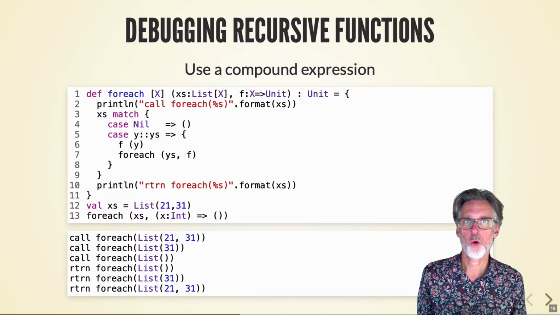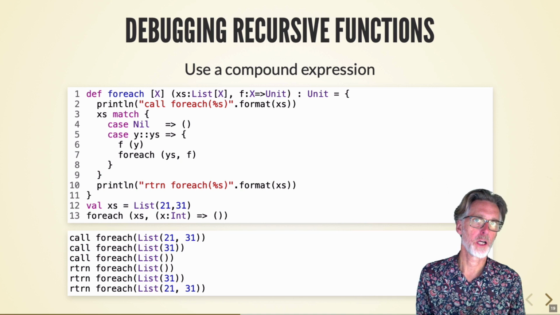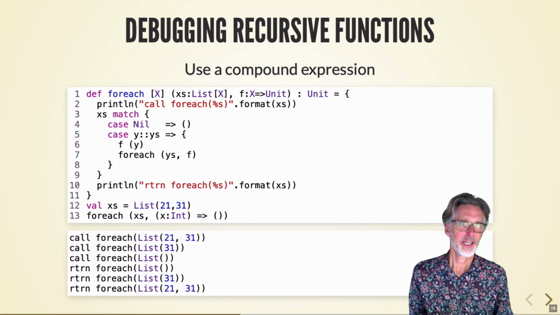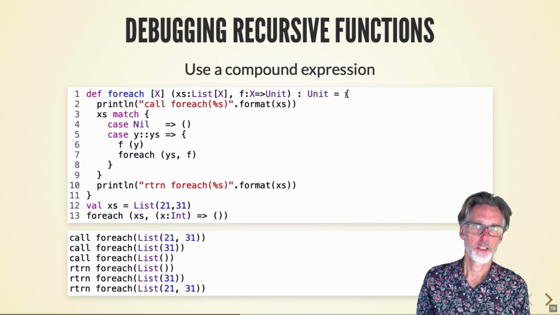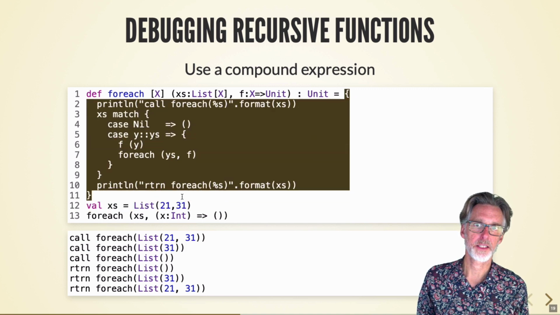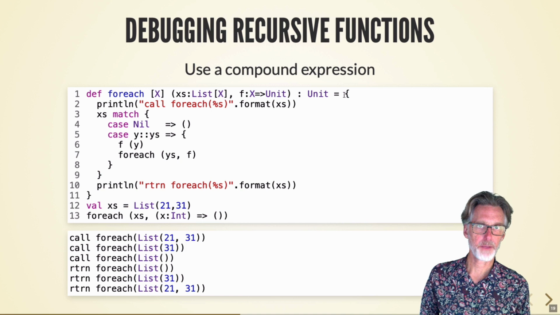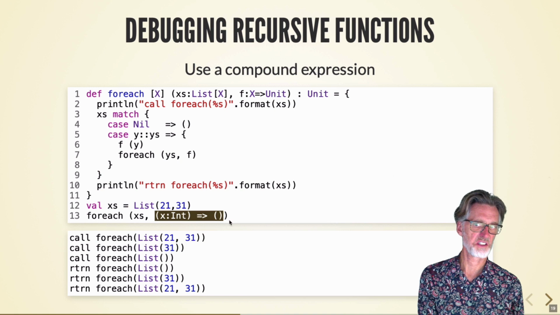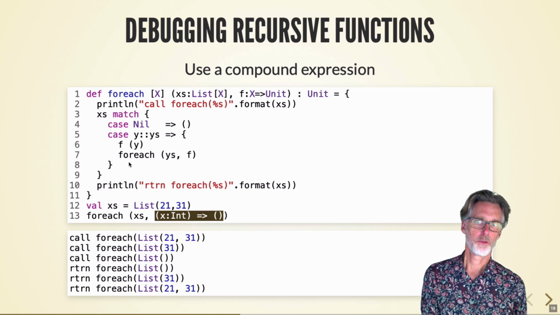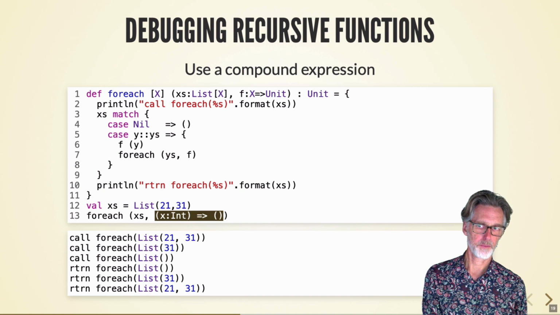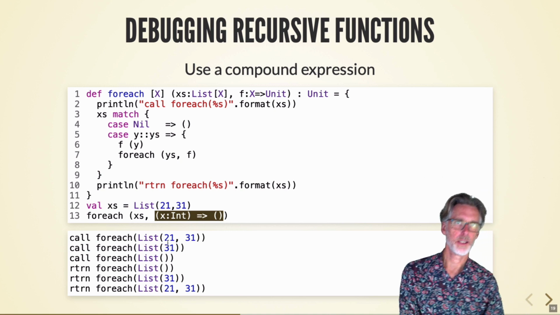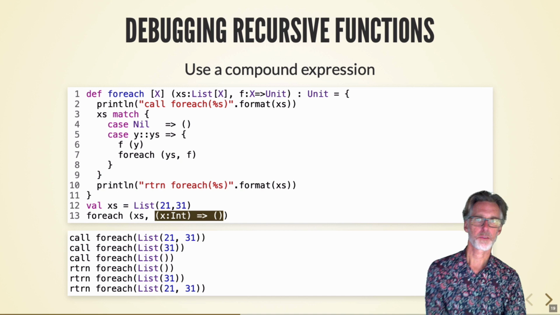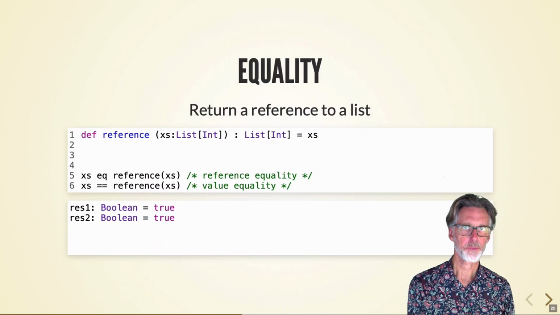If you find yourself wanting to print out some information while debugging a recursive function, it's handy to use a compound expression to allow yourself to get some print statements in there. Instead of doing a match directly, put a compound expression where I print before the match and then print after. This is just a function that does nothing, so all it's going to do is run the function and print out this stuff. So on the list 2, 1, 3, 1, this is the output I get. It might help you debug what's going on in your recursive functions. Just use compound expressions and print statements.